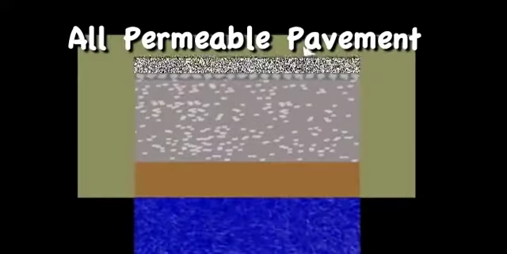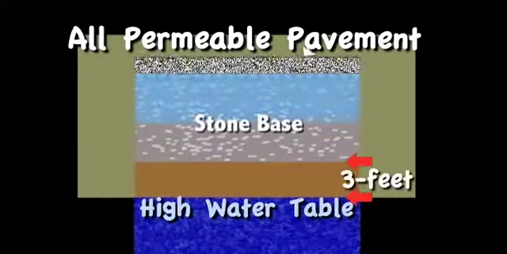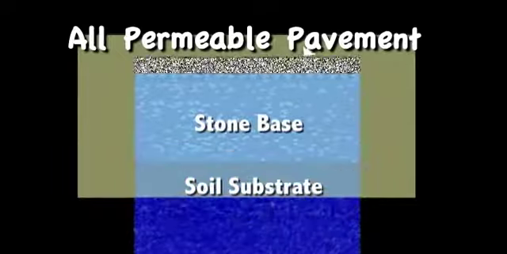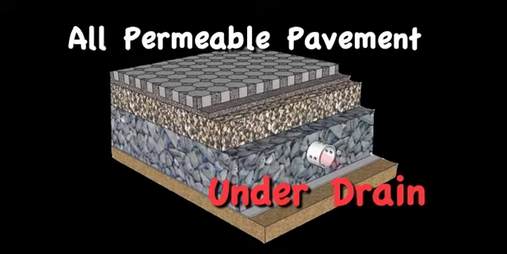Permeable pavers work best if the structure's base is at least 3 feet above the high water table. If the high water table is within 3 feet of the base, then an under-drain pipe may need to be installed in the base layer to drain excess water to another stormwater device. The under-drain prevents standing water on the paved surface when the soil becomes saturated.